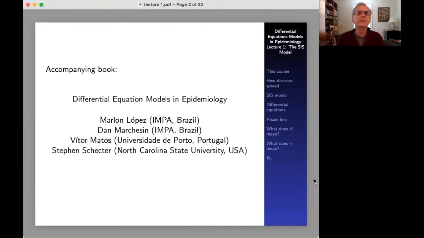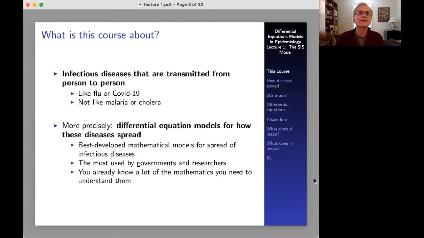There's an accompanying book to this course, Differential Equation Models in Epidemiology. And this is probably the time to point out that for each lecture, there is an outline of the lecture over here, and the topics will light up as we get to them.